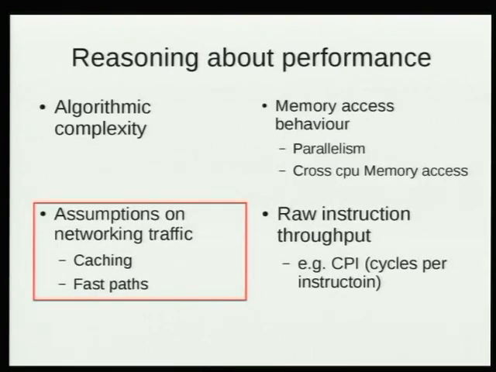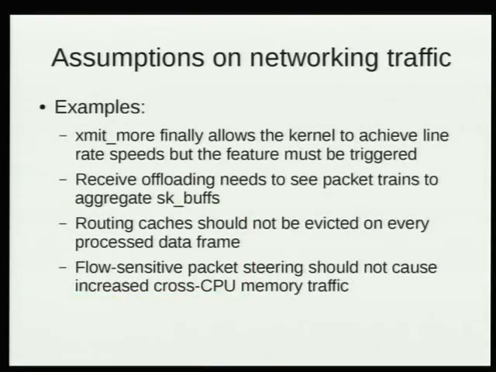Okay, assumptions on networking traffic. We added some fast paths in the kernel and some specific features which only give you full performance if they are actually hit. So for example, we have xmit_more, which allows the kernel to finally achieve line rate speed, but it only really works in case you actually hit the feature and the kernel can aggregate multiple fragments and only issue one tail write to send out the packets.